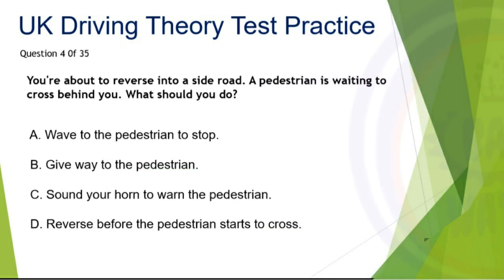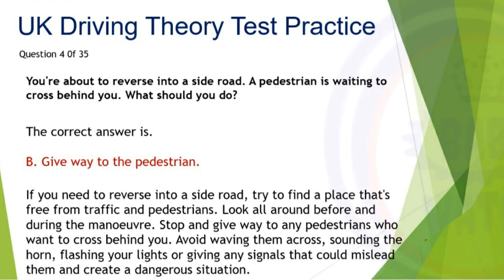Question 4 of 35. You're about to reverse into a side road. A pedestrian is waiting to cross behind you. What should you do? A. Wave to the pedestrian to stop. B. Give way to the pedestrian. C. Sound your horn to warn the pedestrian. D. Reverse before the pedestrian starts to cross. The correct answer is B.